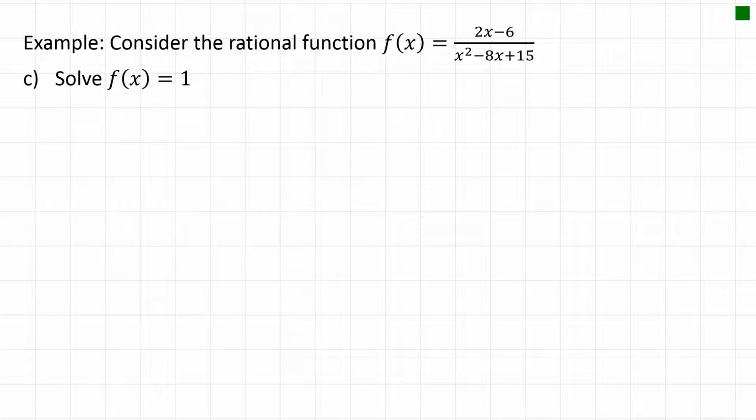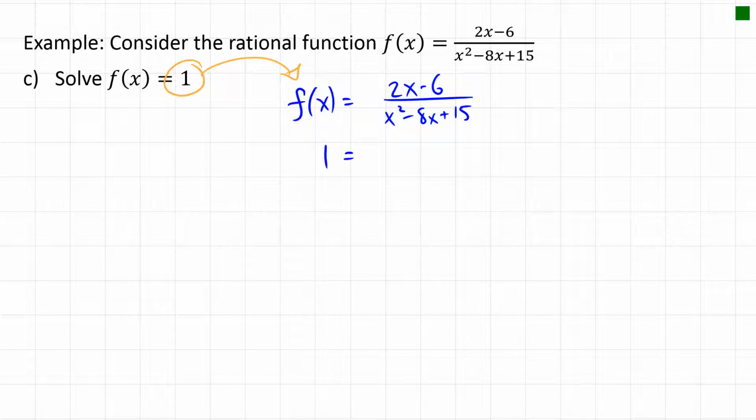Something else that we can do with a given rational function is that we could be told that the value of the function is equal to 1 at some point. So if f of x is equal to our equation, 2x minus 6 over x squared minus 8x plus 15, we're being told that the value of the function is equal to 1, but we don't know what the x value is.